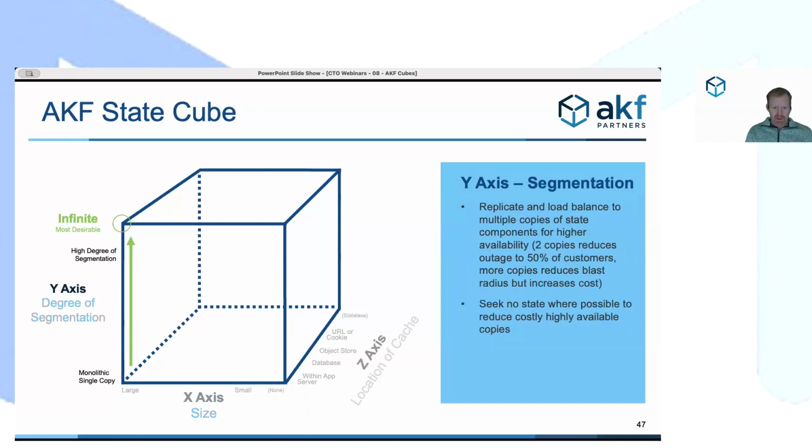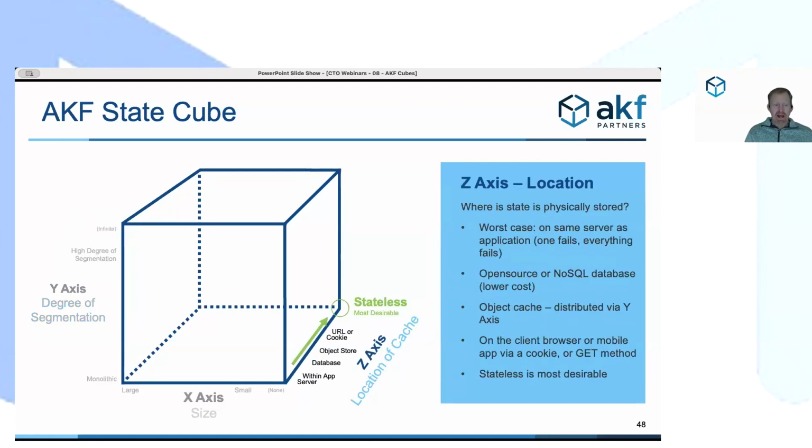All right. And this one, the y-axis here is more about redundancy. So we arguably should have split these X and Y, but the idea here is just making sure you have some redundancy if possible. And then lastly, Z, how close is this to the server, to the user? So within the app server is not as good as a database or object store, or ultimately a cookie, or ultimately at the browser level, where you have no state whatsoever.